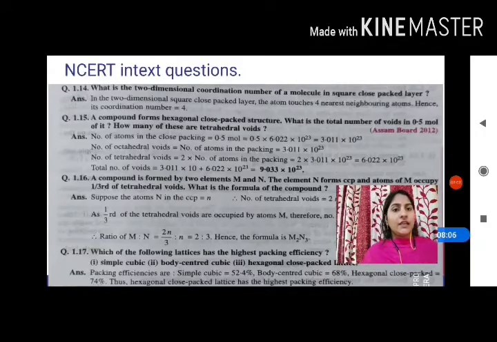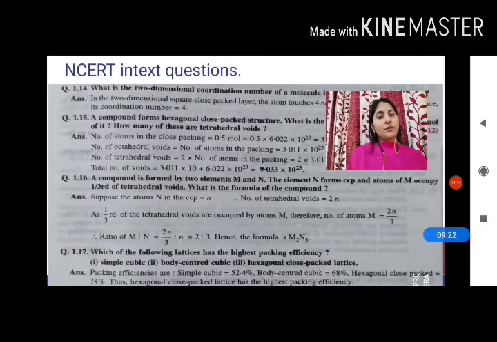Now in any close packing, if the number of atoms is n, then the number of octahedral voids is also n, and the tetrahedral voids are twice n. So the number of octahedral voids would be the same as the number of atoms, that is 3.011 into 10 to the power 23, and the total number of tetrahedral voids would be twice that, 2 into 3.011 into 10 to the power 23, that is 6.022 into 10 to the power 23. So the total number of voids would be octahedral plus tetrahedral voids, that is 9.033 into 10 to the power 23.